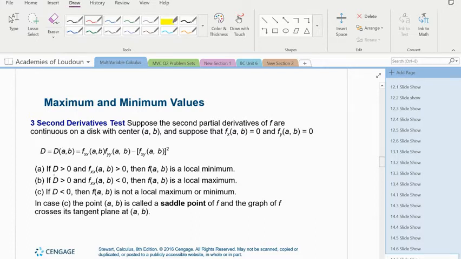If D is greater than 0 and our second partial with respect to x is greater than 0, then we have a local minimum. If D is greater than 0 and our second partial with respect to x at (a, b) is less than 0, then we have a local maximum. If D is less than 0, then f(a, b) is neither a local maximum nor a local minimum. In case C, point (a, b) is called a saddle point of f, and the graph of f crosses its tangent plane at (a, b).